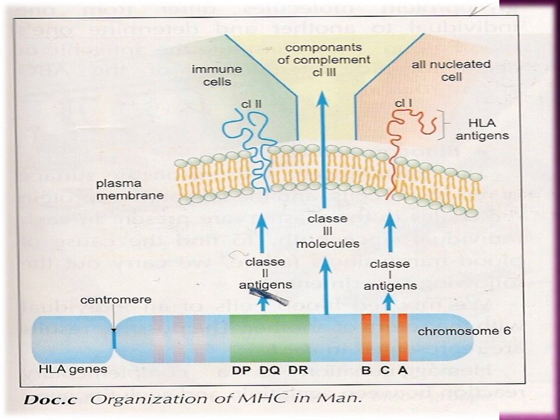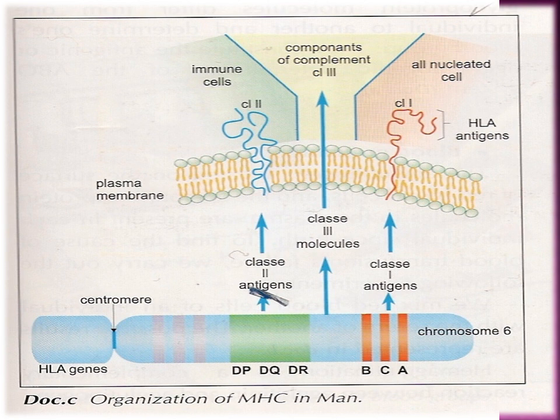So they are expressed by 3 genes, class 1, 3 loci BCA. They code for one polypeptide chain, and they are present in all nucleated cells. Okay, class 2 HLA is expressed by 3 loci DP, DQ, DR, which codes for class 2 antigen having 2 polypeptide chains present on the plasma membrane of the immune cells. But as you know, immune cells are nucleated cells.